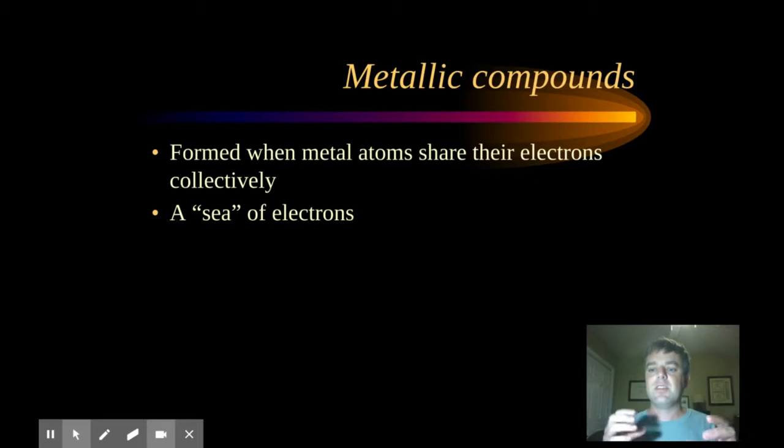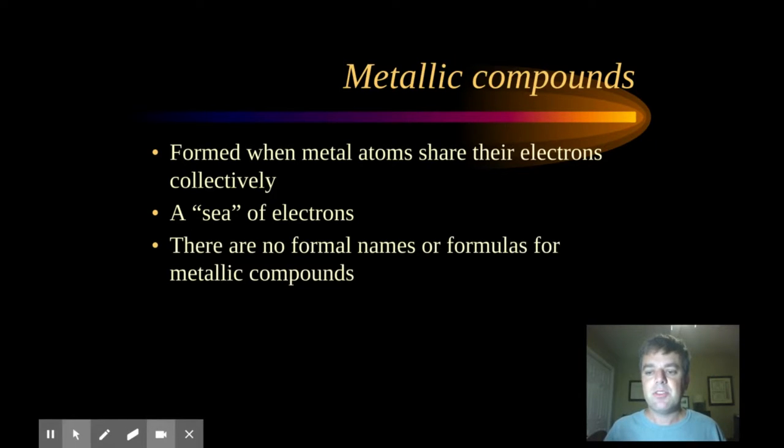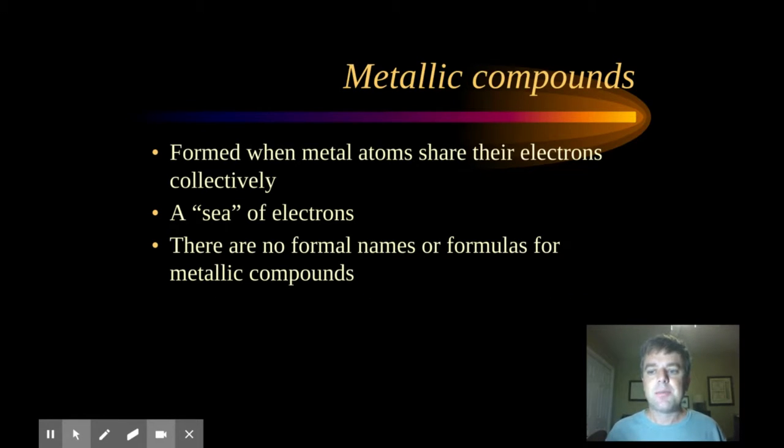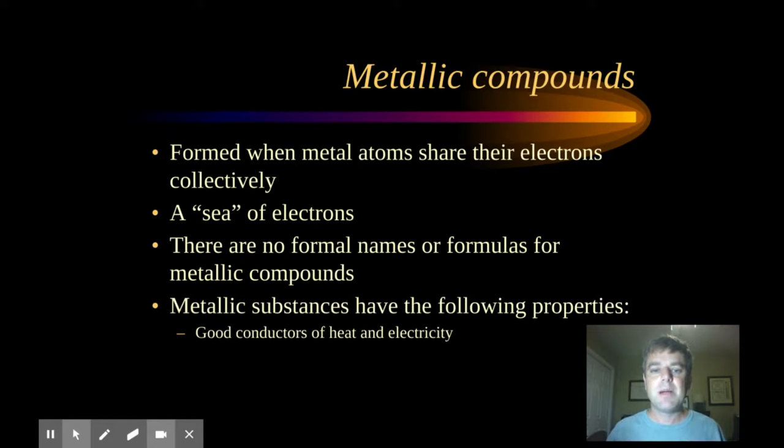So you have the positively charged atom with its valence electrons, the negative electron charges freely moving amongst them. And that's what gives metals their unique properties. Now, when it comes to these metallic compounds, we don't have any formal names or formulas for them. These things are called alloys, and they're just made in different ratios because you can mix them together in any combination you want to, really. But because of the structure of a metallic compound, that gives them the following properties.